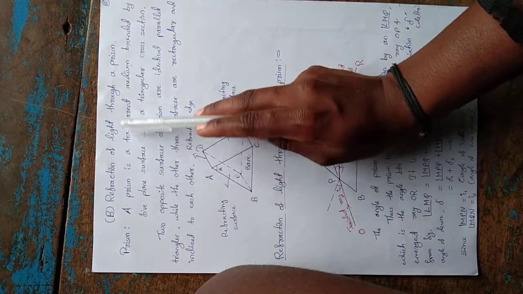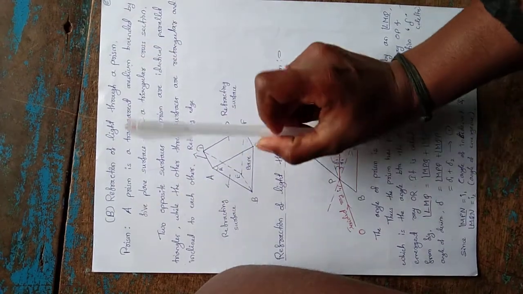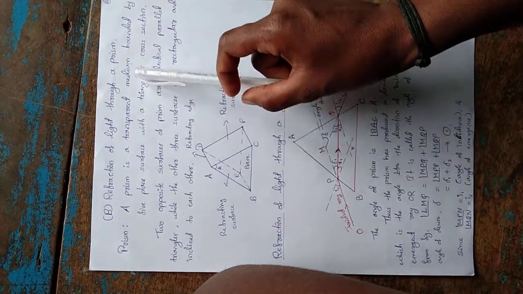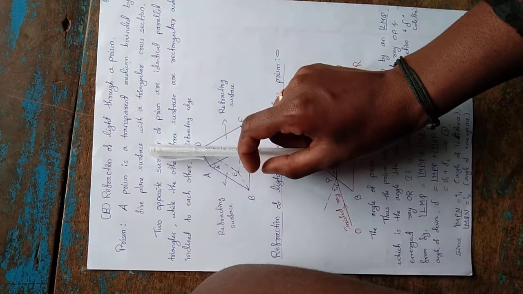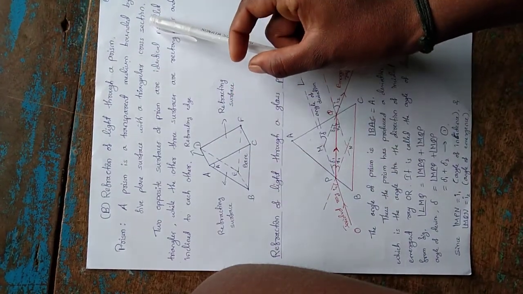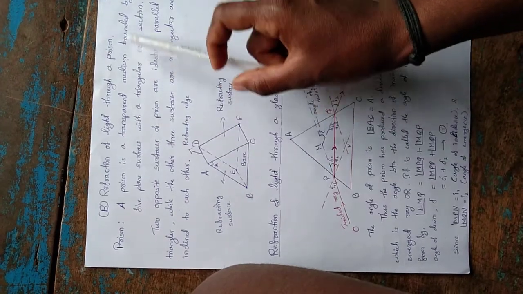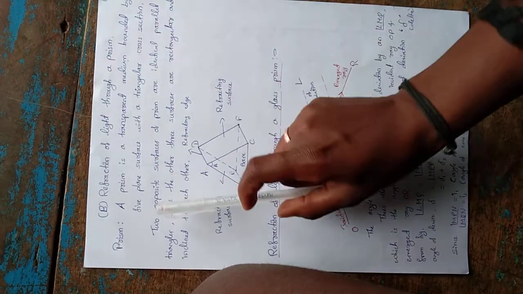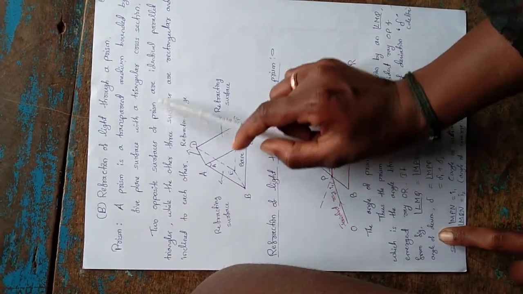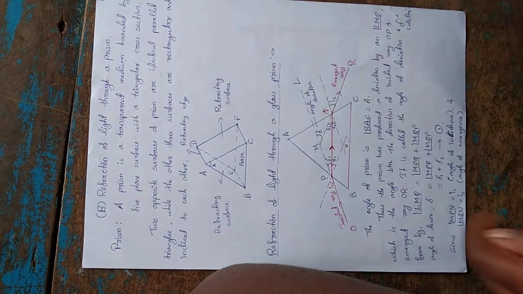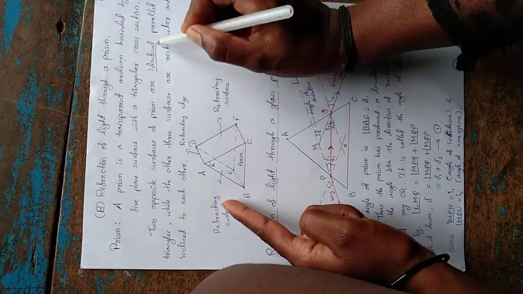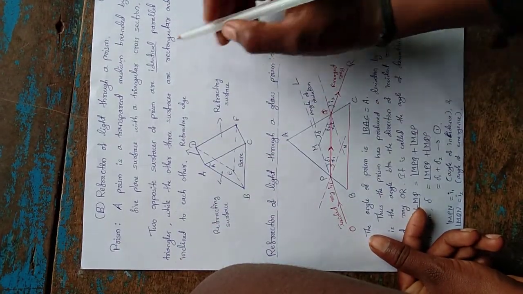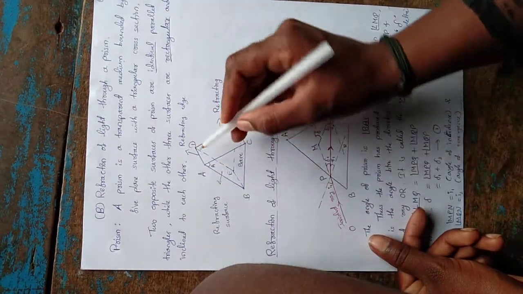Part B, refraction of light through a prism. First we'll study what a prism is. A prism is a transparent medium bounded by 5 plane surfaces with a triangular cross section. Two opposite surfaces of the prism are identical and parallel. Identical means the same triangles, while the other three surfaces are rectangular and inclined to each other.